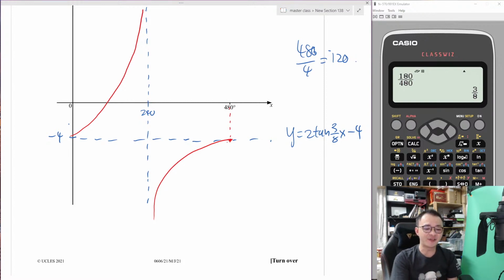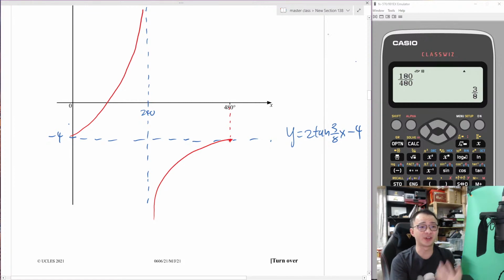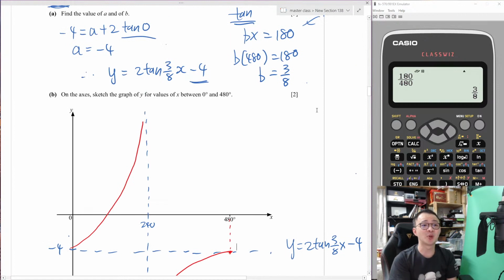Yeah, I didn't divide by 4 here. This divide by 4 thing, you can just ignore it. Because I thought I wanted to draw about 2 cycles, so I divided into 4. But for tangent, just dividing by 2 is enough, because I want to find where my asymptotes are. Let's say my period is 180, then I divide by 2, I know my asymptote is at 90. Okay?